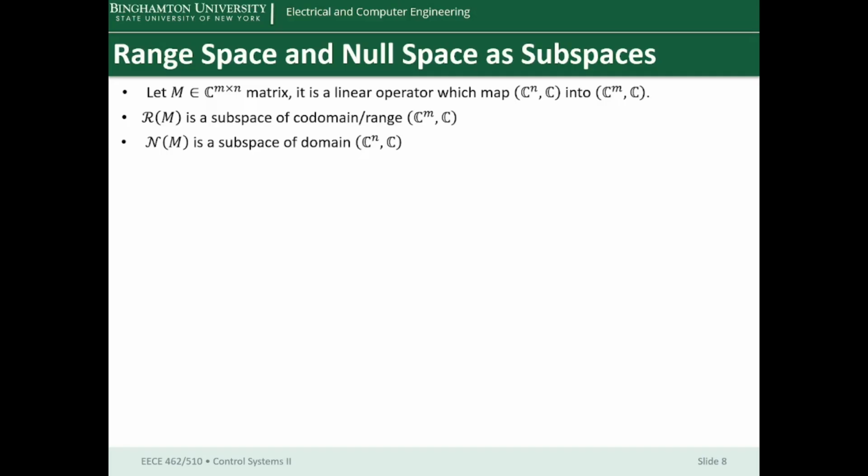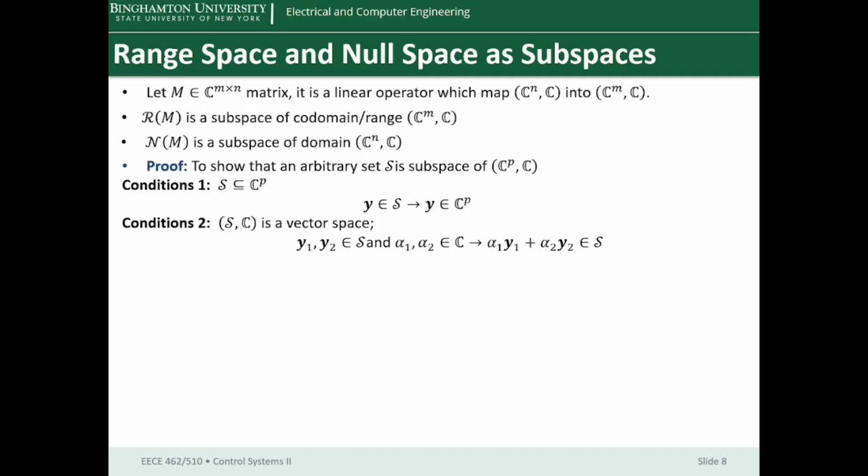In fact, both are subspaces, but of different vector spaces. The range set of M is a subspace of the codomain, and the null set of M is a subspace of the domain. The proof of these statements is quite straightforward.